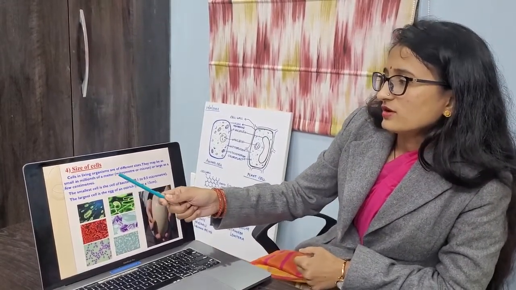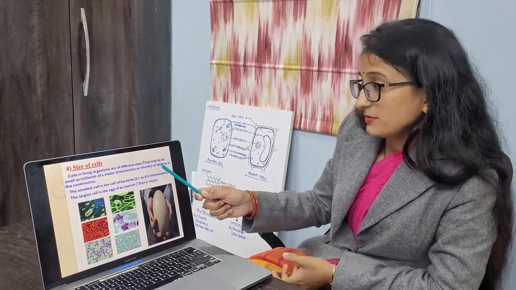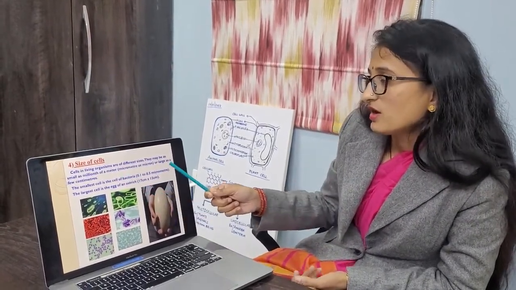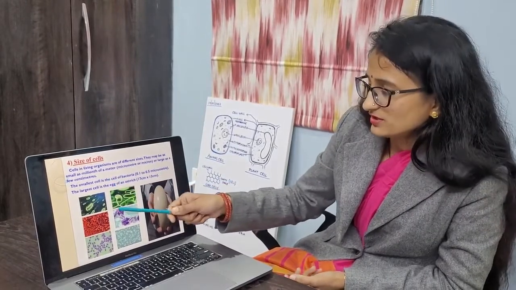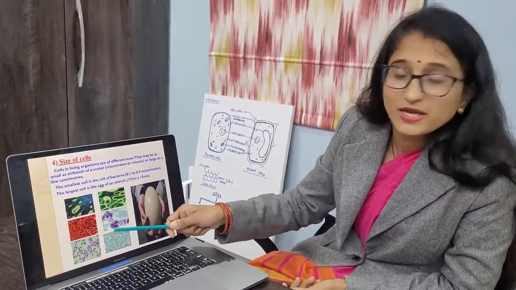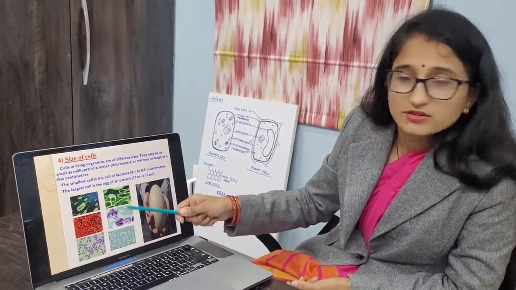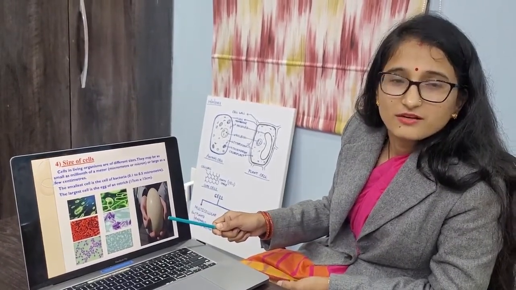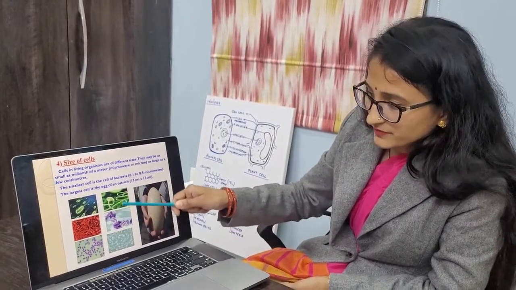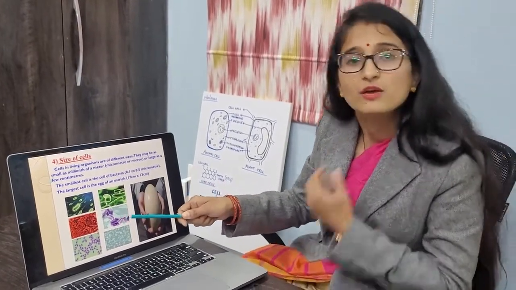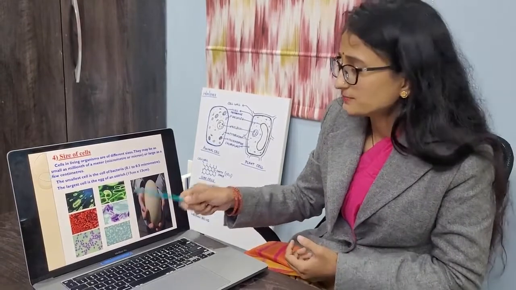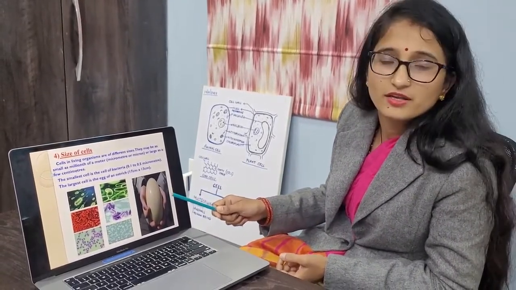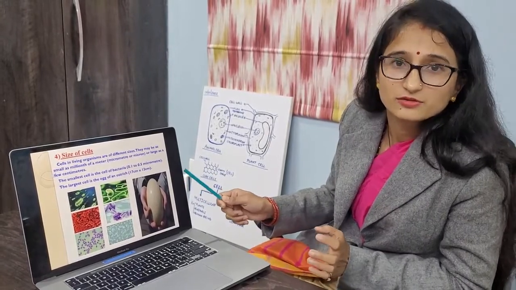Cells in living organisms are of different sizes. They may be as small as a millionth of a meter or as large as a few centimeters. So here these six are the images of bacterial cells which are smaller in size, and this is the ostrich egg which is the largest cell. So for these six images of bacterial cells, we require a microscope to observe them, and to observe the ostrich egg we don't require any microscope. Fine.